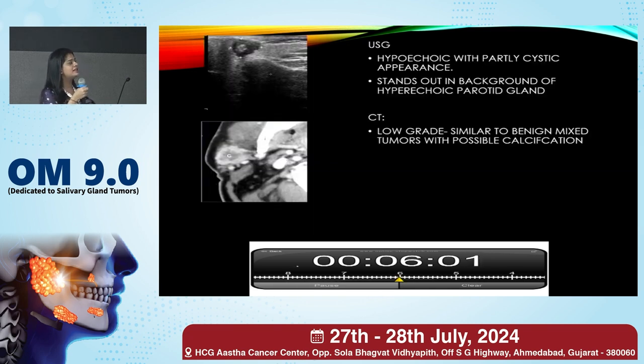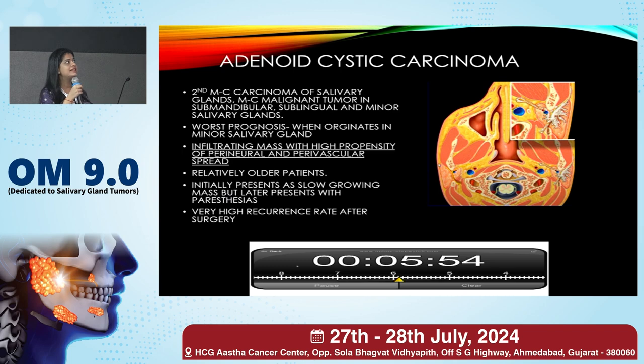Similarly, on USG and CT, the imaging will be similar. It can have calcification. Then there is adenoid cystic carcinoma. It is the second most common carcinoma. It is an infiltrating mass with high propensity of perineural and perivascular spread. Mostly these patients come with paresthesias.